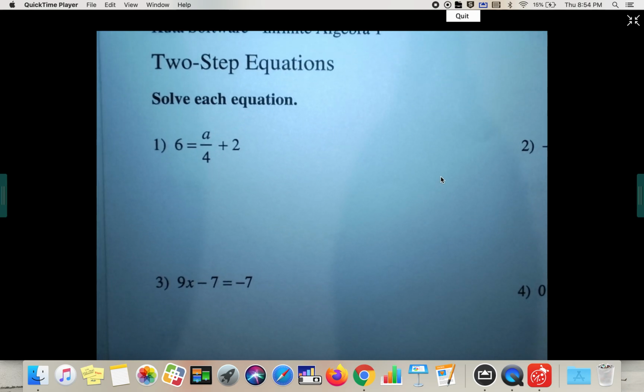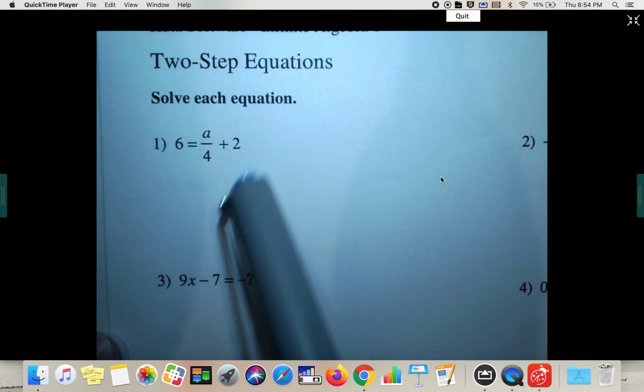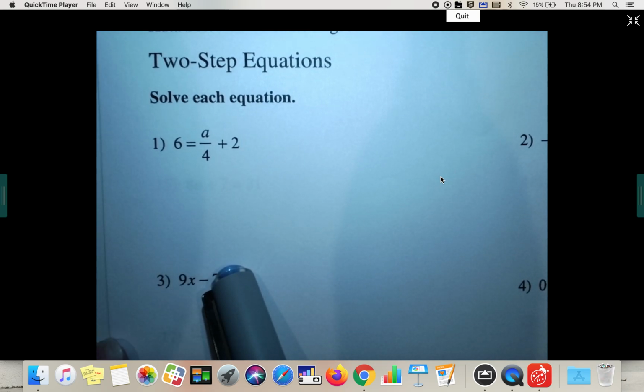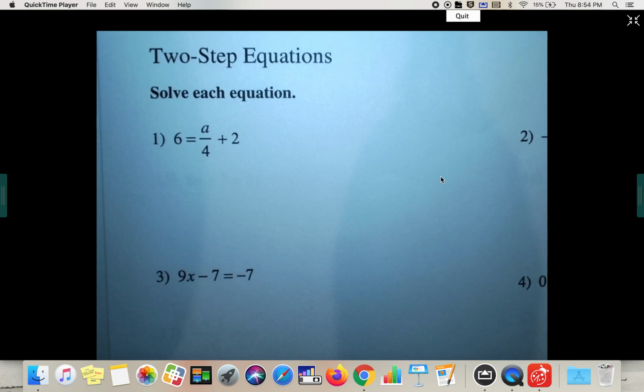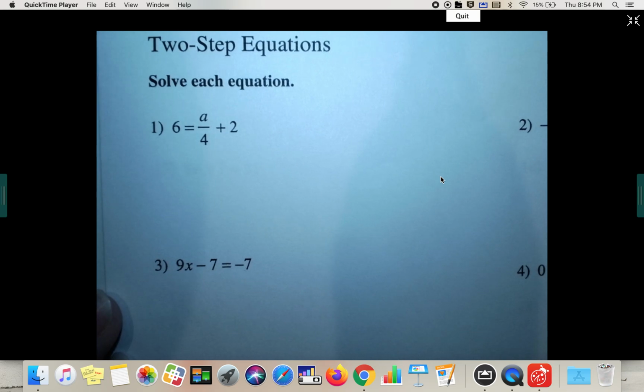Okay, we are going to look at this two-step equations worksheet, and I'm going to work through every single one of them with you. So if you don't need help on a particular problem, feel free to skip it, fast forward ahead, and go to the ones you need help on, or do every single one of them with me. That is up to you.